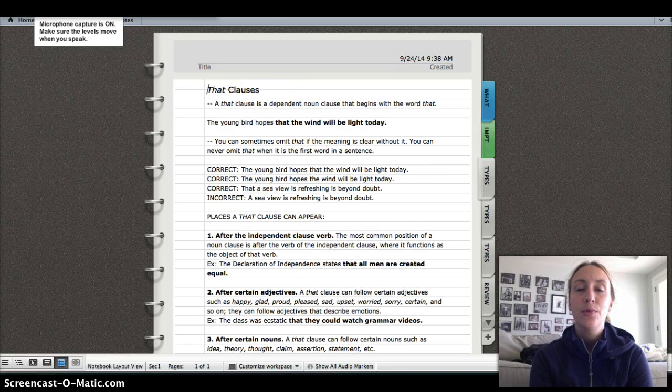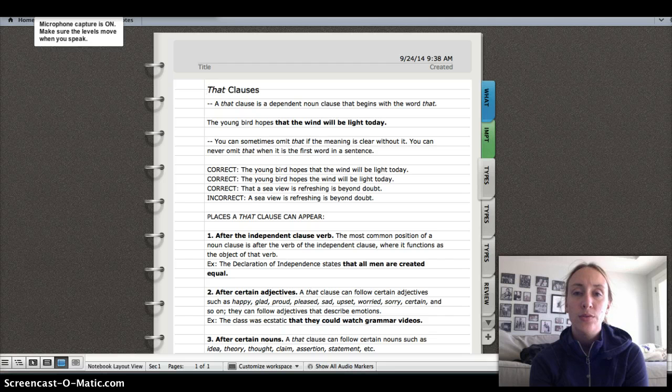So some types. The most frequent type is a that clause. A that clause is a dependent noun clause that begins with that. For example, the young bird hopes that the wind will be light today. You can sometimes omit the that if the meaning is clear without it. You can't omit that when the that noun clause is the first thing in the sentence. Correct, the young bird hopes that the wind will be light today. Correct, the young bird hopes the wind will be light today. Correct, that a sea view is refreshing is beyond doubt.